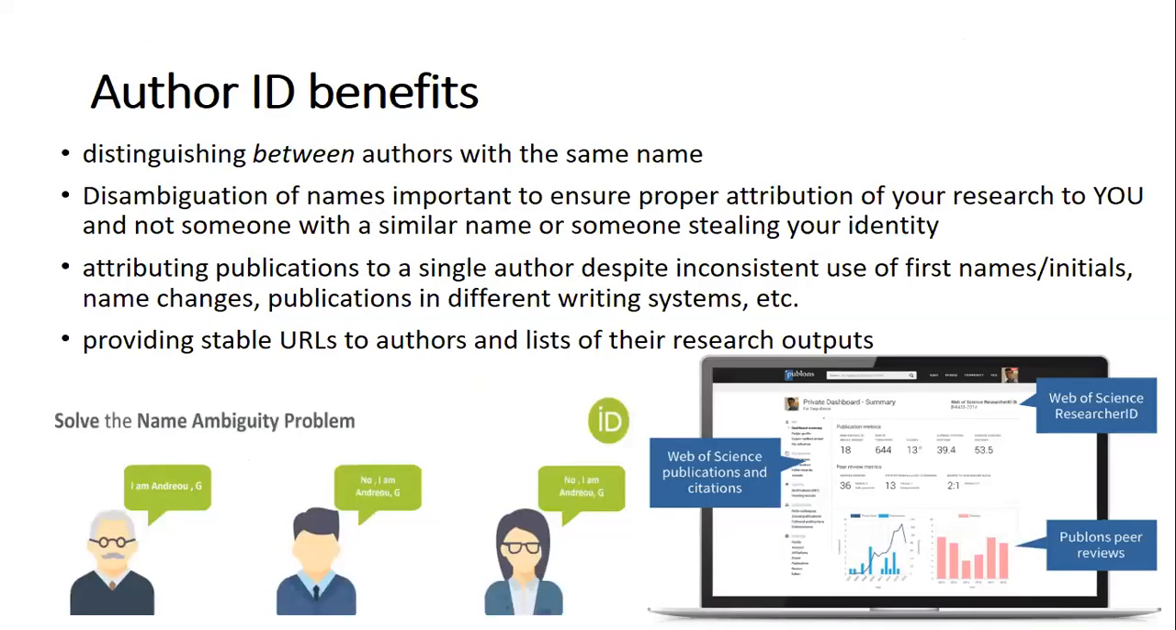The benefits of having an author ID is that it distinguishes between authors with the same or similar names. It ensures that your research is attributed to you and not someone else with a similar name or someone trying to appropriate your identity. And it provides a stable URL for authors to list their research outputs. So there's one place you could go to find a lot of your publications.